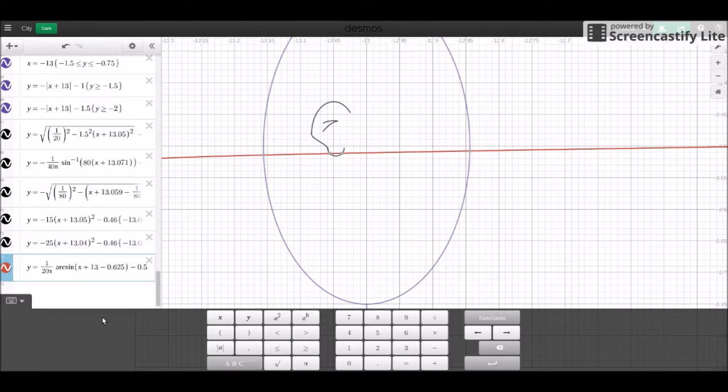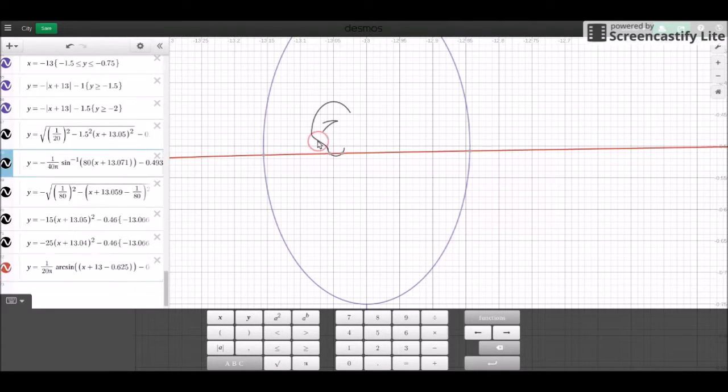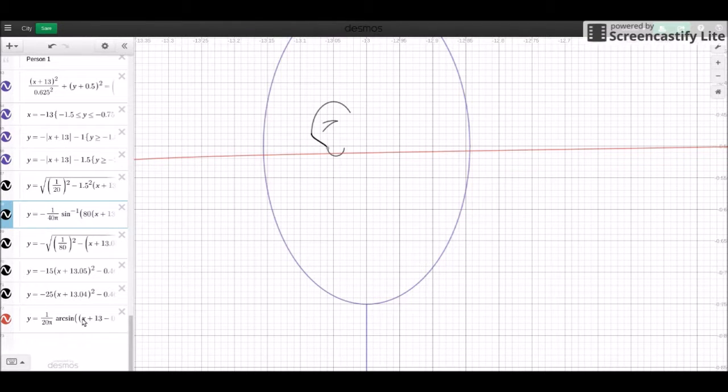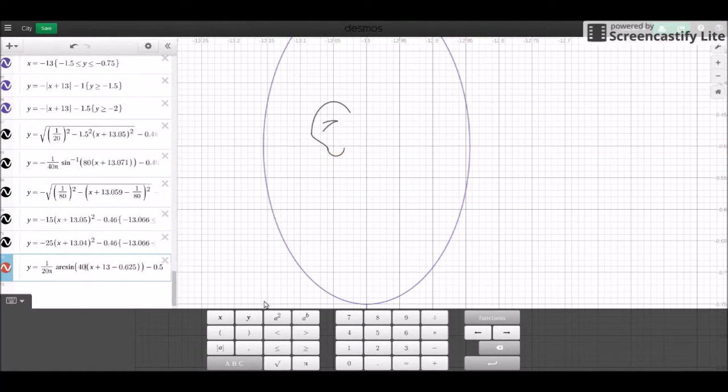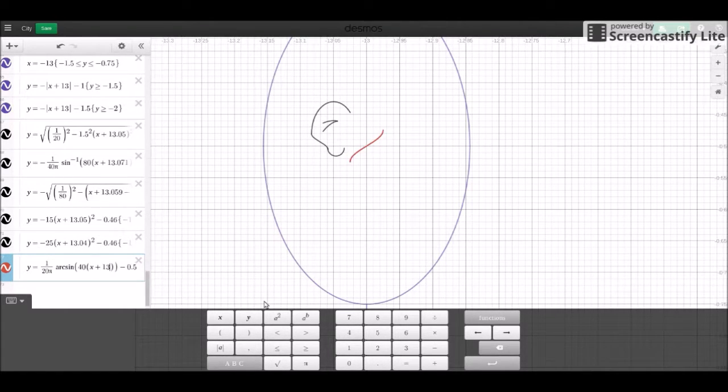Okay, and then I need to multiply this whole thing by, what is 80? So I'm gonna do 40. Right now I'm just experimenting with numbers. Okay, I want to do what I did last time, which is I'm going to make a cut and then show you what values I got for this one.